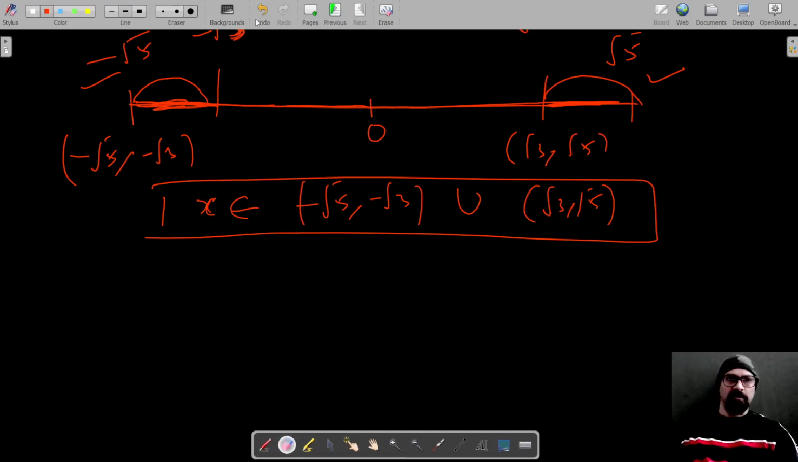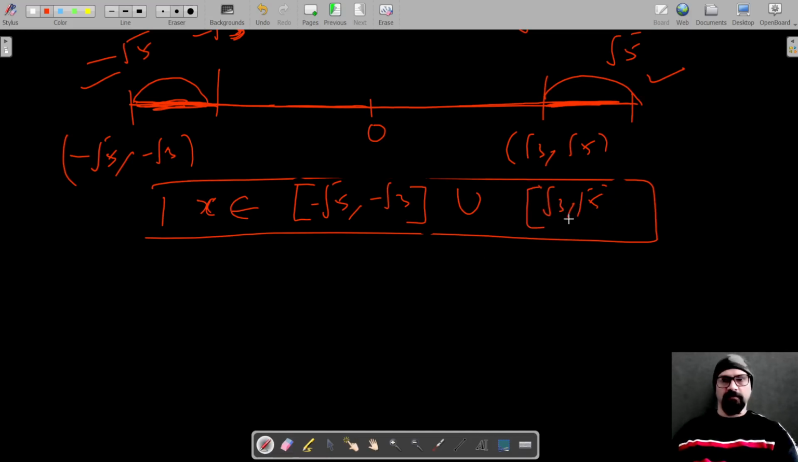So this is the domain, that is negative root 5 to negative root 3 union root 3 to root 5. And I just made one mistake here, that is it should be the closed interval. The values are also included. This is the closed interval, root 3 to root 5.